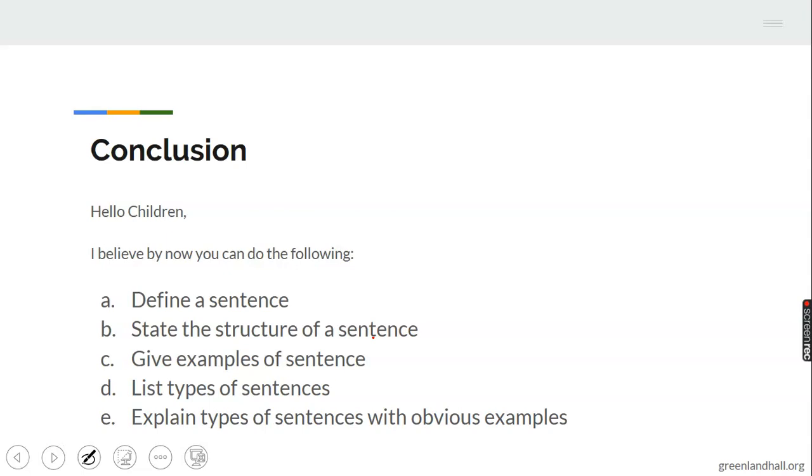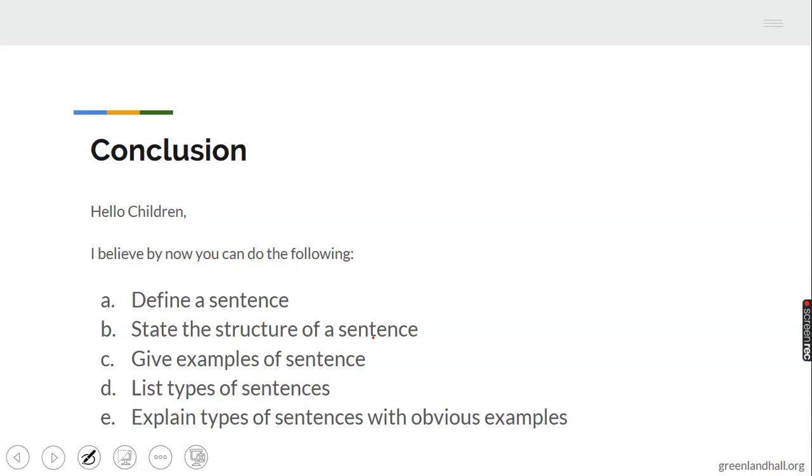Hello children, I believe by now you can do the following. Now let's quickly go. What is a sentence? I was expecting you to be telling me. I won't tell you the answer. Alright, who is ready to tell me a sentence from what I've been saying? I'll give you 2 seconds. Who is saying the answer? What is a sentence? Good. Expresses a complete sentence.